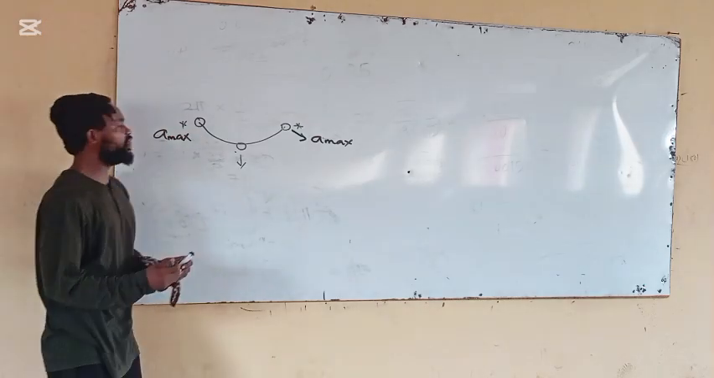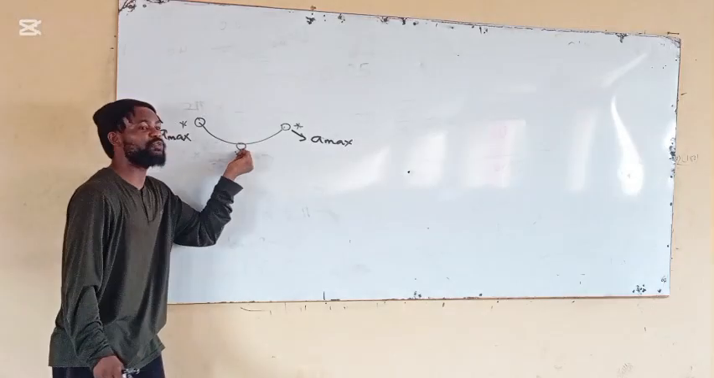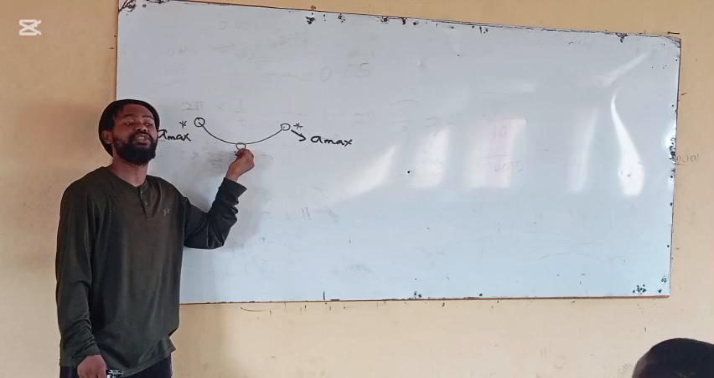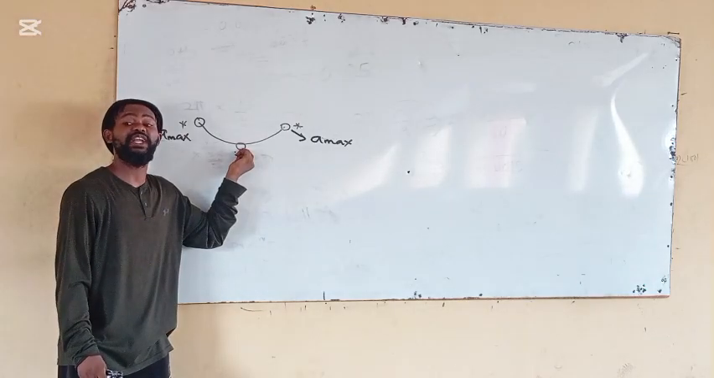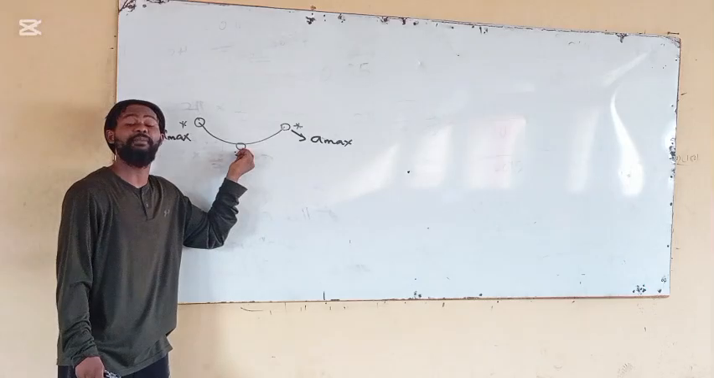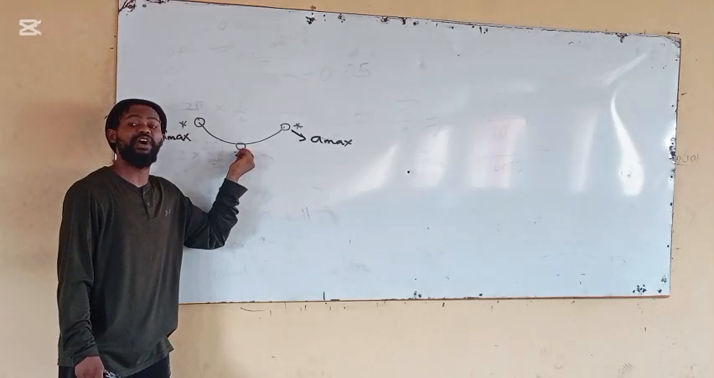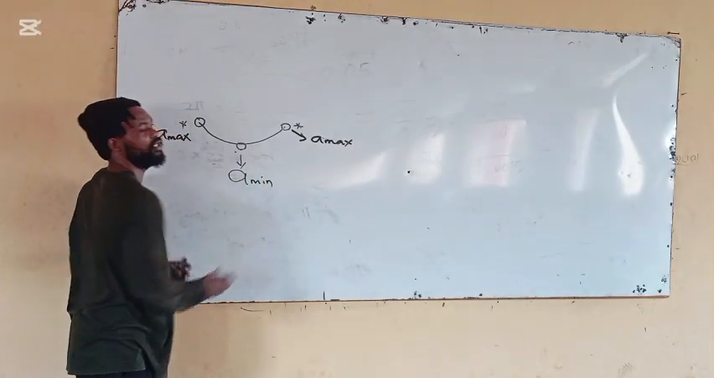I know you want to argue, but let's check something. At this point, velocity is maximum. At maximum velocity, acceleration is what? 0. And you know that maximum velocity is the same thing as constant velocity, or uniform velocity. So acceleration is minimum at this point.